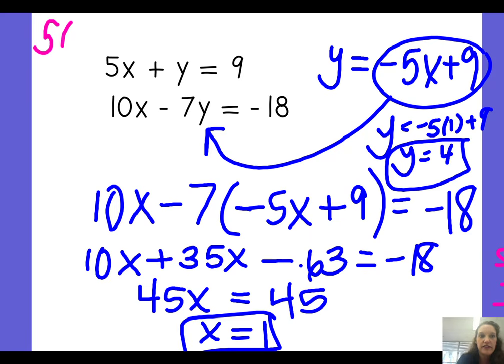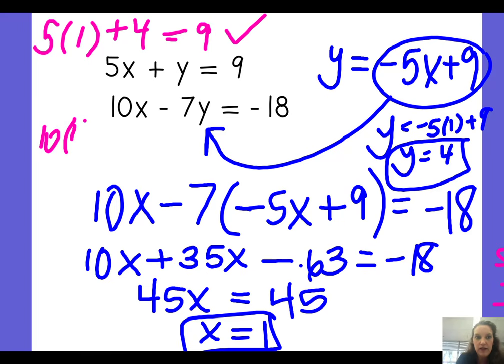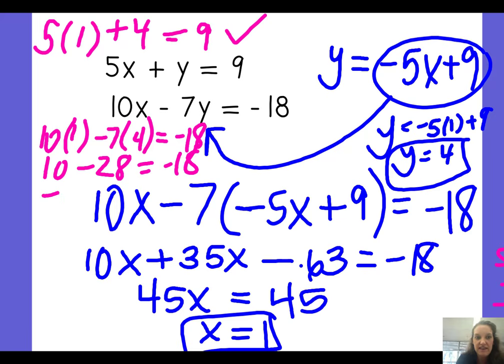So 5 times 1 plus 4 should equal 9. It does indeed. 10 times 1 minus 7 times 4 should be equal to negative 18. 10 minus 28 should equal negative 18, and negative 18 does equal negative 18. Cha-ching! So both of these answers work for both of these equations, so we're good to go. So that first method was substitution. I isolated one of my variables and then plugged it back into the second equation.